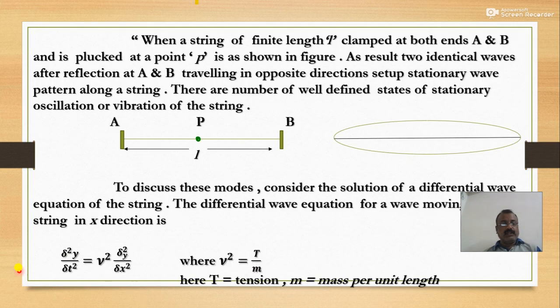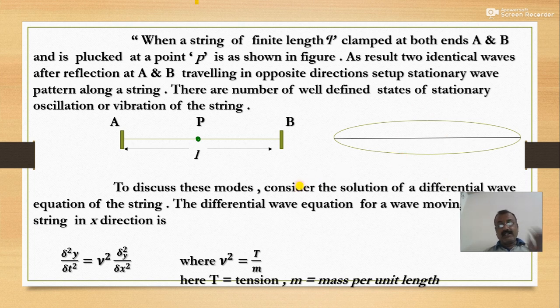To derive the expression, let us consider a string of length L which is fixed between the points A and B. P be a middle point at which the string is plucked in such a way that the wave is produced from A to B and gets reflected at B and moves towards A. These two waves get superimposed and form a new type of wave called stationary wave.